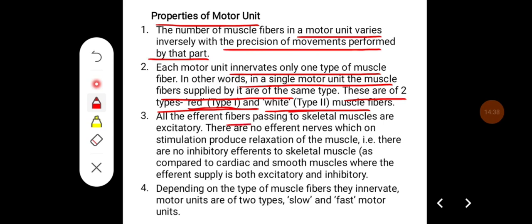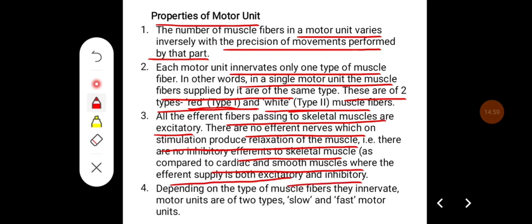All the efferent fibers passing to skeletal muscles are excitatory. There are no efferent nerves which on stimulation produce relaxation of the muscle. That is, there are no inhibitory efferents to skeletal muscles, as compared to cardiac and smooth muscles, where the efferent supply is both excitatory and inhibitory. Depending on the type of muscle fibers they innervate, motor units are of two types, slow and fast motor units.